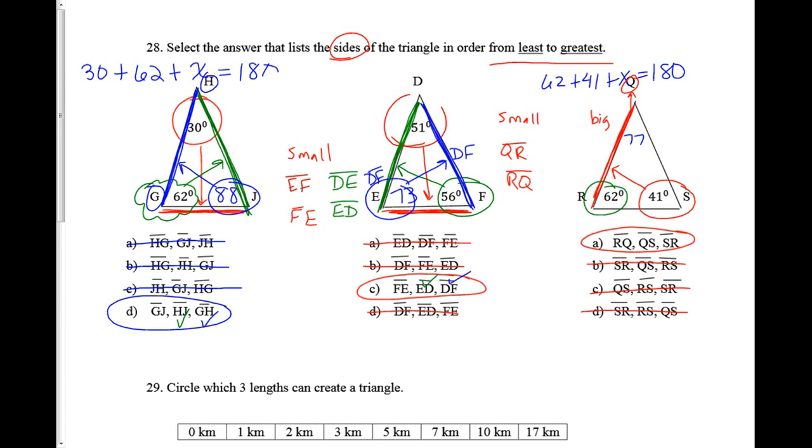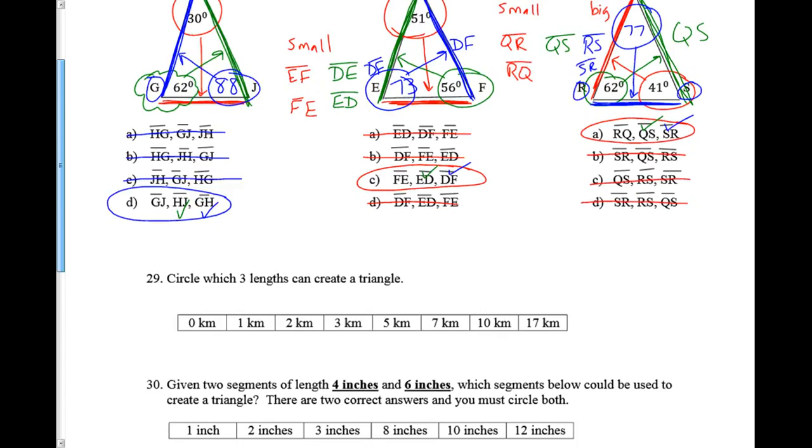R is the middle-sized angle. Across from that is QS. That's the middle-sized length side. That could also be SQ, and it is the middle. The largest angle is the 77, and across from that is the segment here, which is RS. So RS is the largest side. It could also be called SR.